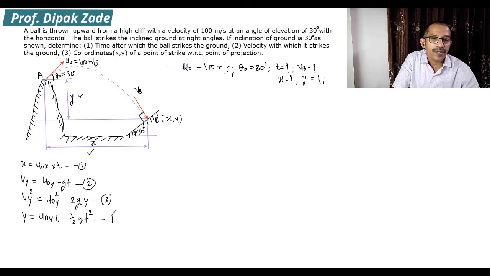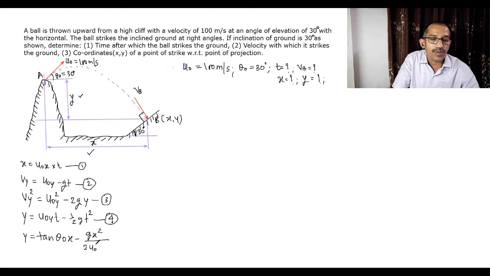Okay, these 4 equations are available, and one more equation is available, that is the equation of path: y equal to tan theta 0 x minus gx square upon 2u0 square cos square theta 0. So this is the equation of path. I will write it as number 5. Now these 4-5 equations are available, and this data is given. First, it becomes easy if we do it like this.